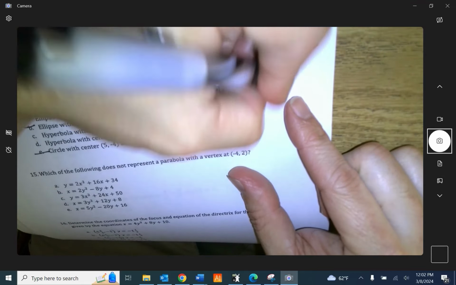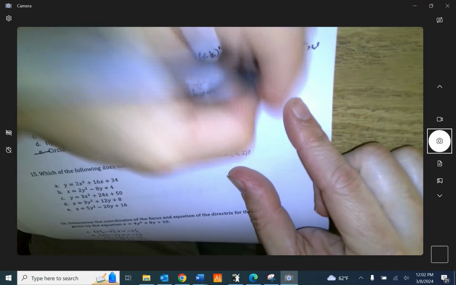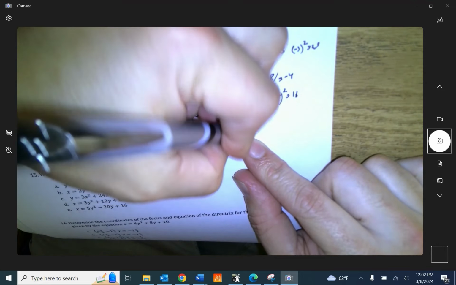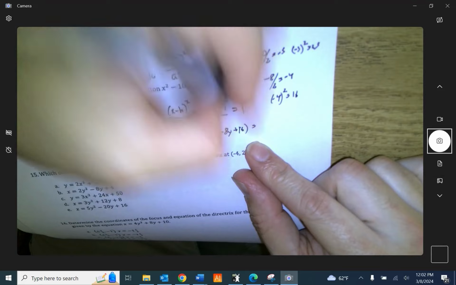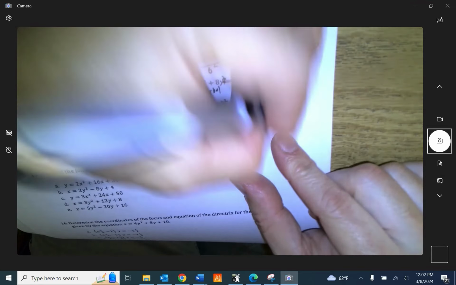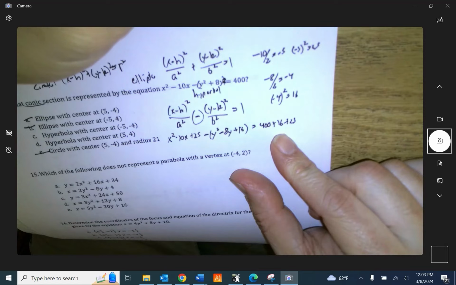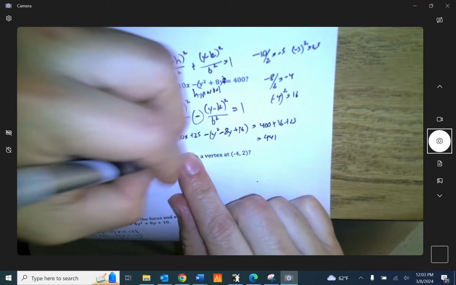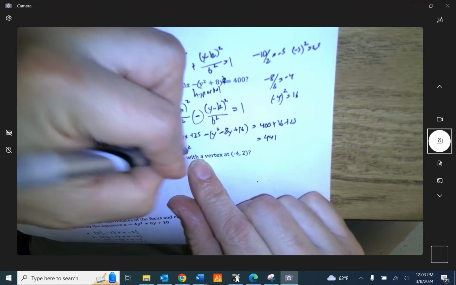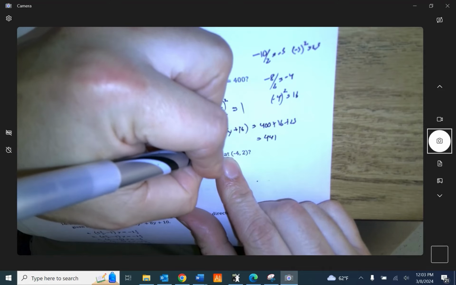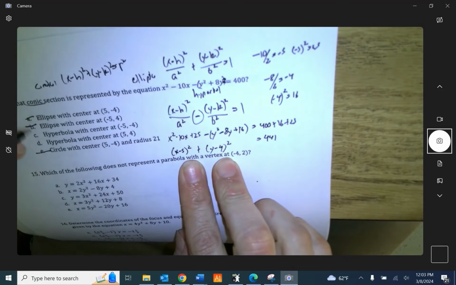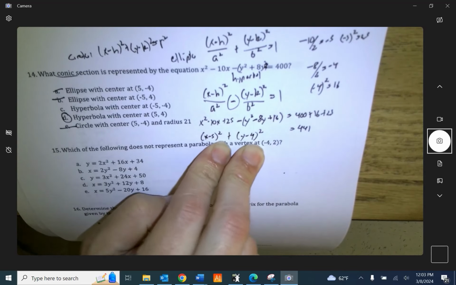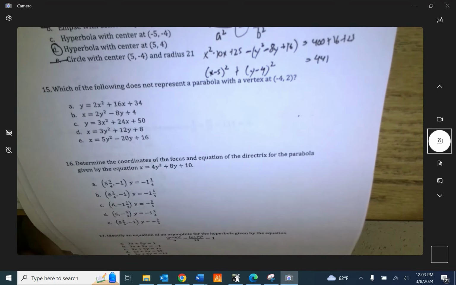So I'm going to take half of a negative 8, I'm going to get negative 4. I'm going to square negative 4, get 16, and I'm going to add it to both sides. Plus 16. The right-hand side was 400. I added 16, and I added 25 earlier. So 441. Okay, cool. How do these things factor? That factors as x minus 5 squared. This factors as y minus 4 squared. Your center's at 5, 4. Choice D.